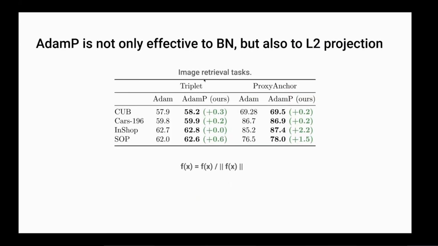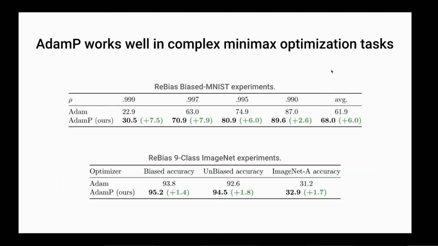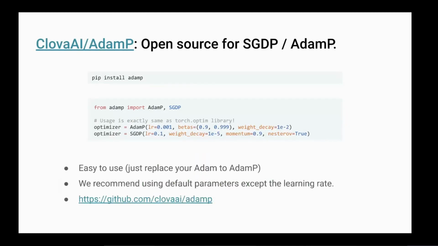We also tested image retrieval, and it shows consistent performance increases over the non-projection solutions. It is exactly the same thing I observed in the probabilistic cross-modal retriever. And it works for other minimax optimization and non-image classification tasks. You can use this optimizer by just using pip install and changing your optimizer from Adam or SGD to AdamP or SGDP. They have exactly the same interface as the torch optimizers.